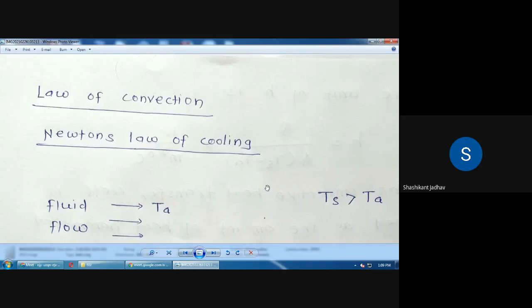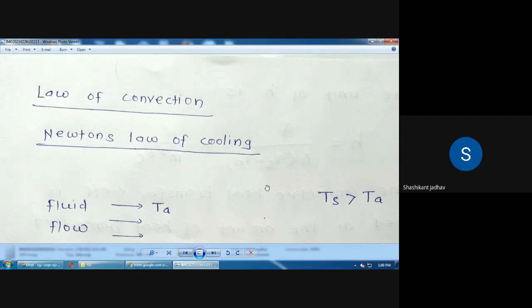Because of this motion of the molecules, in conduction the molecules do not change their position, but in convection, molecules transfer their energy because of the motion of the molecules themselves. So in convection, heat transfer takes place due to the motion of molecules, but in conduction, molecules are stationary. Heat transfer takes place because of physical contact, but in convection, molecules gain energy and change their position from one location to another, and in this way a current is formed inside that particular fluid.